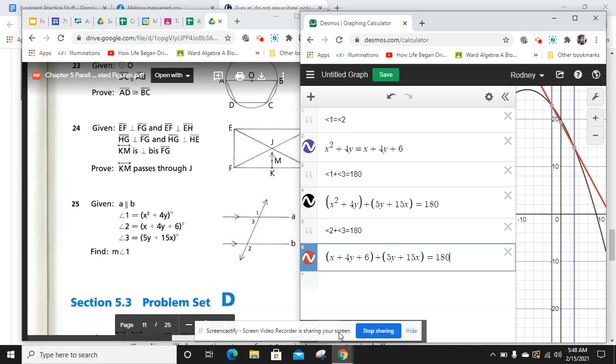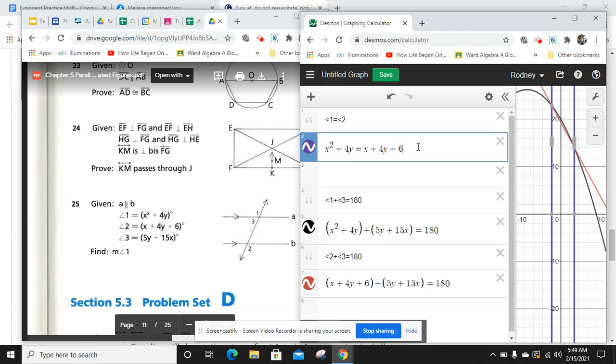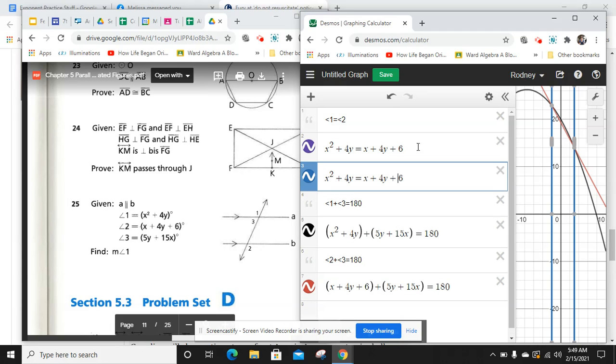Okay, so I have 3 equations, and with 3 equations, I have enough combinations that I can pin down what x and y are. So the first thing to do, I'm going to take on this equation, because it looks like I can just get rid of y altogether. If I subtract 4y from both sides, I just end up with this. 4y goes away here, and 4y goes away there. And that's just an equation in terms of x.